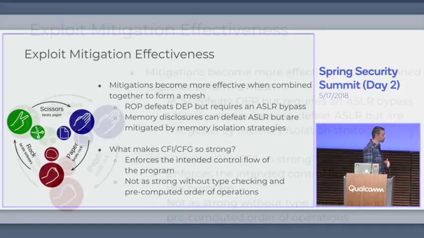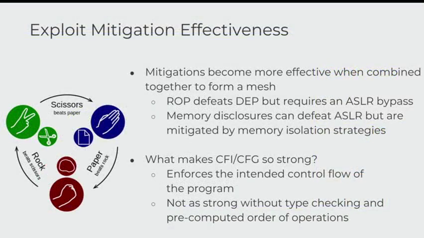So mitigations become more effective when combined together to form a mesh. I talked about this before. ROP defeats DEP, but requires an ASLR bypass. So if you have both, it's kind of a catch-22. You need both a read and a write primitive. So what makes CFI and CFG so strong? It enforces the intended control flow of the program.